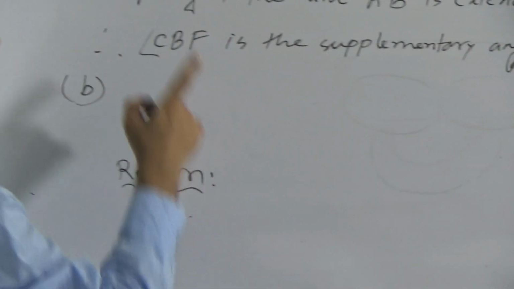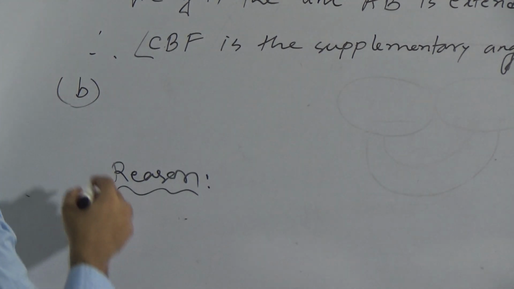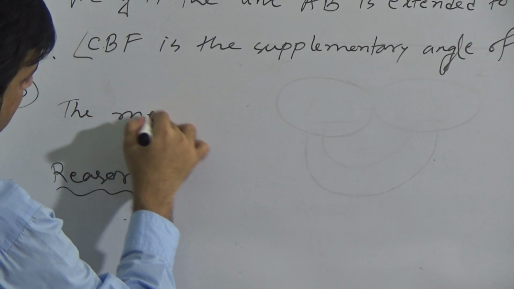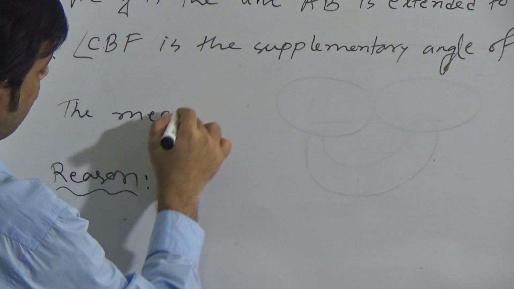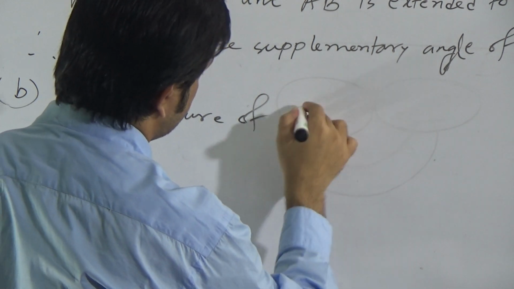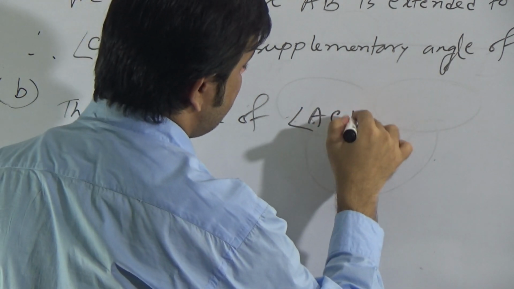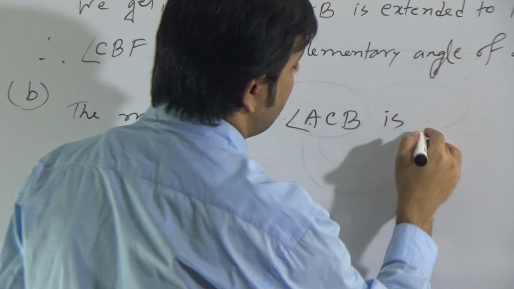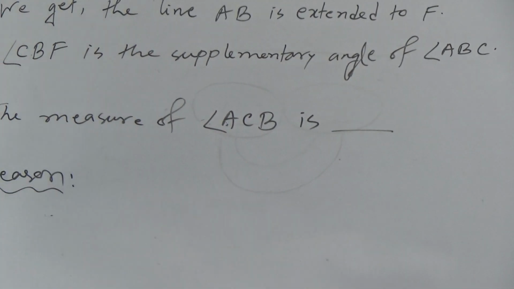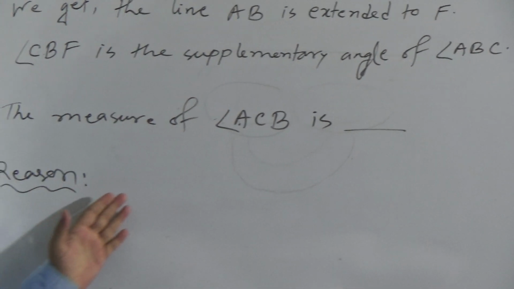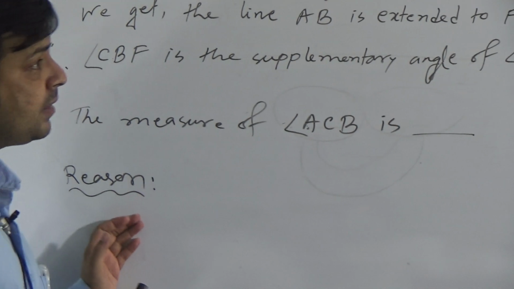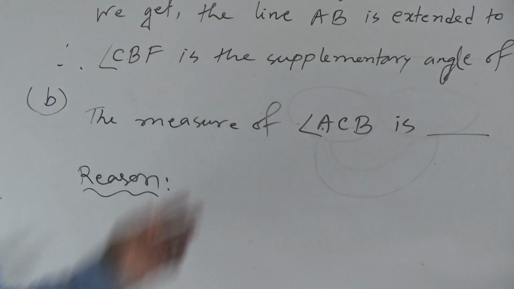Then I will write what is the measure of angle ACB. So I will write the measure of angle ACB is... I will write the measure here, but before this, at first I have to observe what is the measure. If I see the reason, then I will say.